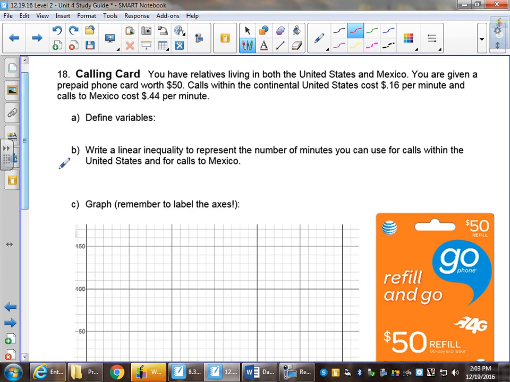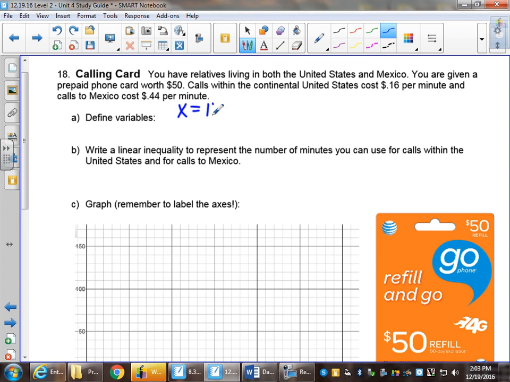Calling cards. You have relatives living in both the United States and Mexico. You are given a prepaid phone card worth $50. Calls within the continental United States cost 16 cents per minute. Calls to Mexico cost 44 cents per minute. So I know the cost of the calls. I don't know how many you have made.